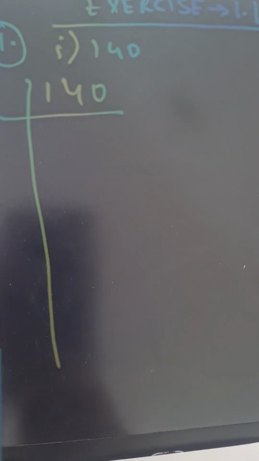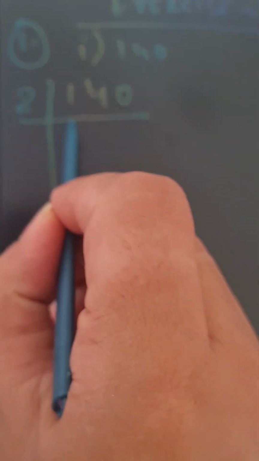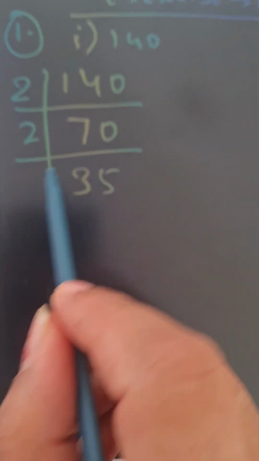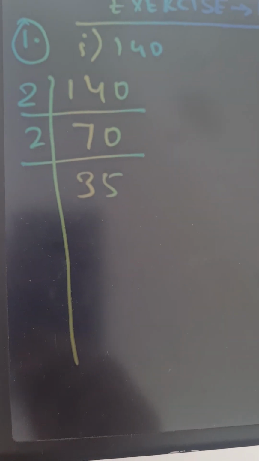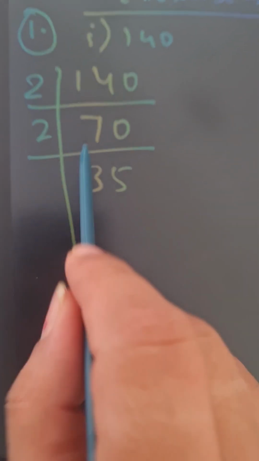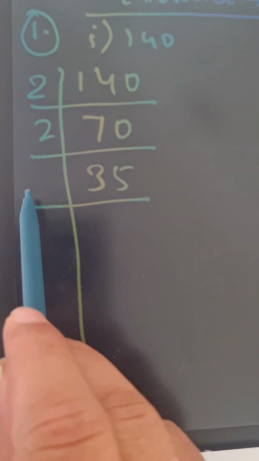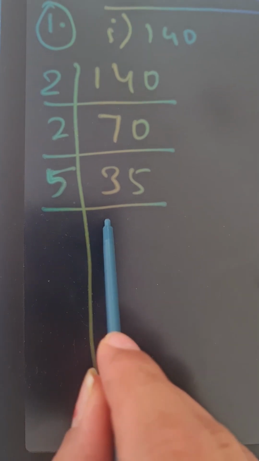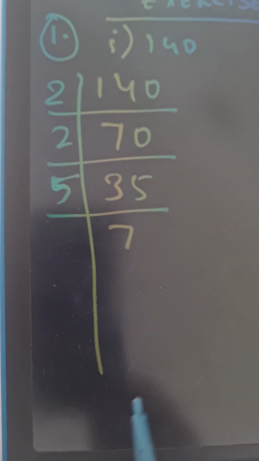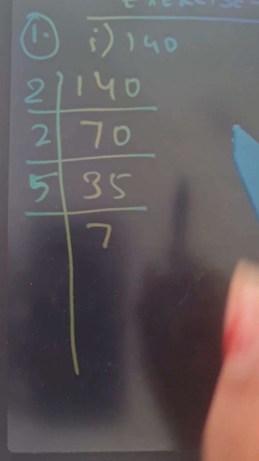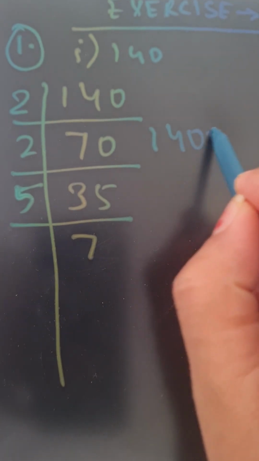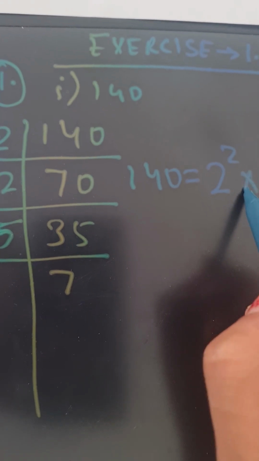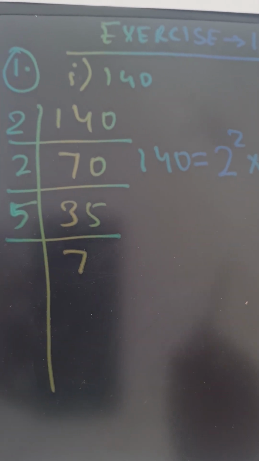So 140, it's an even number, so it is divisible by 2. 2 sevens are 14. Again divisible by 2, 35. At the bottom we will write the quotient, and here we will write the term that will divide the number. So now 35. Which number can divide this 35? 5 is one such number. 5 sevens are 35. Can 7 be further divided? No, since 7 is a prime number. So if I want to write 140 as the product of its prime factors, 140 is 2 raised to the power 2 into 5 into 7.